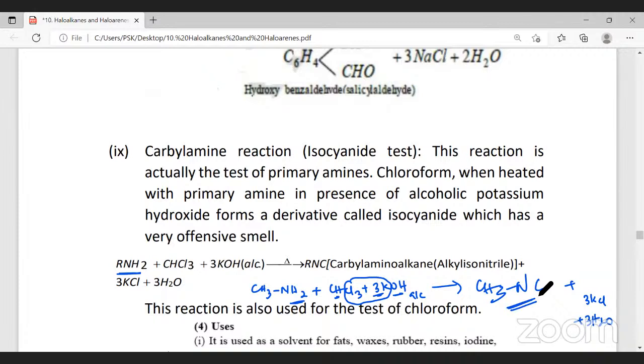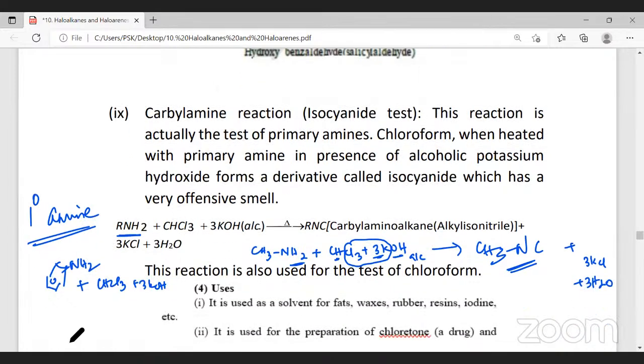This methyl isocyanide which is formed is called carbylamine. This carbylamine is highly poisonous. Now this carbylamine reaction is answered only by primary amines, whether it's an aliphatic primary amine or aromatic primary amine. If you use aniline also, this reaction will take place. So in case of aniline, what will be the product you will get? With 3KOH, you get a benzene ring and NC. All right.